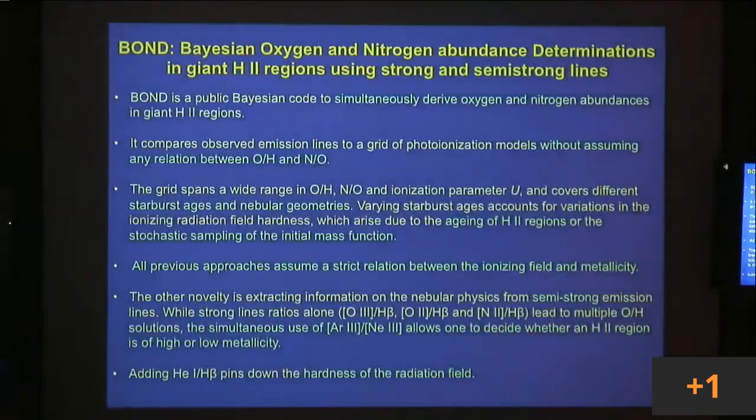The method is to simultaneously derive the oxygen and nitrogen abundance in giant H2 regions. So it compares observed emission lines to a grid of photoionization models without assuming any relation between O/H and N/O. The grid spans a wide range of O/H, N/O, ionization parameter, and covers different starburst stages and nebula geometries.